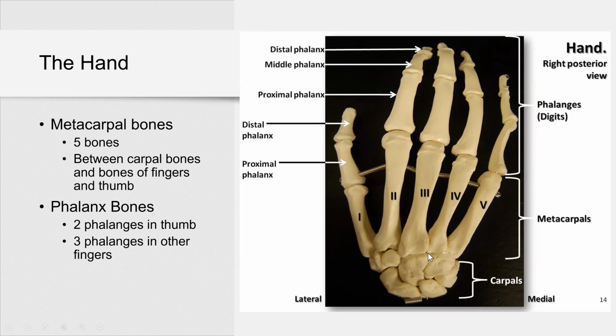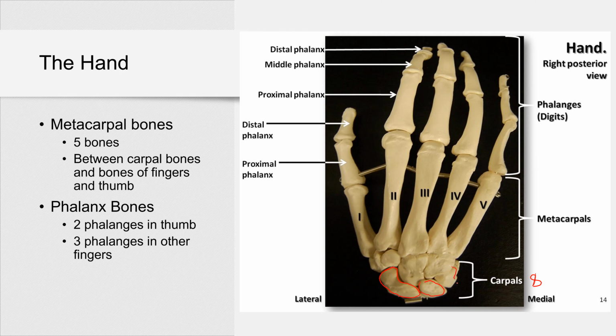Right, let's see. Okay, now we're moving to the hand. So here we have our carpal bones. So remember, we have 8 carpal bones, 2 rows, 4 bones in each. So if you look over here, you see this bone right there. This is a scaphoid. So scaphoid looks like a boat. This is lunate.